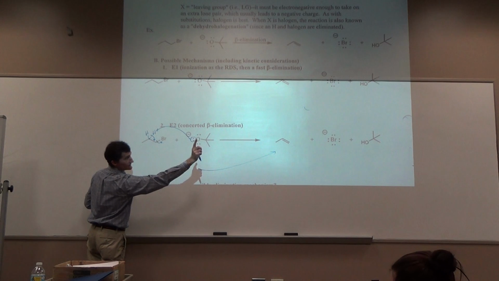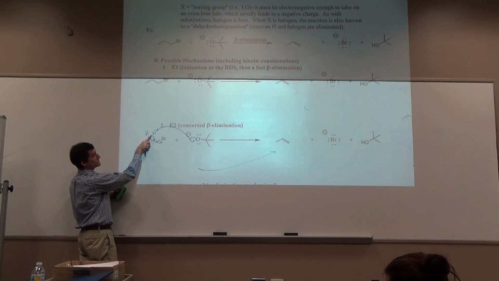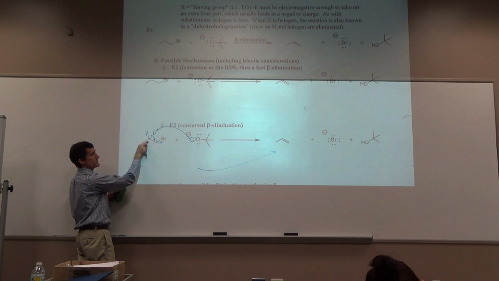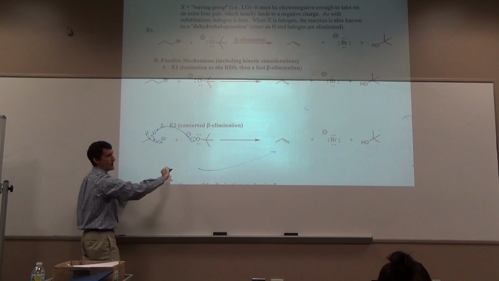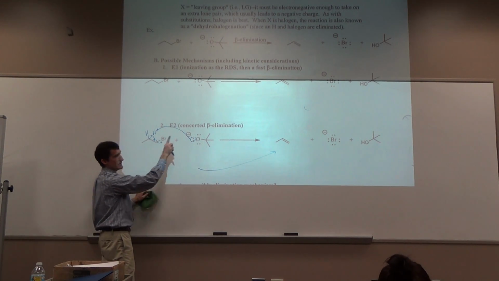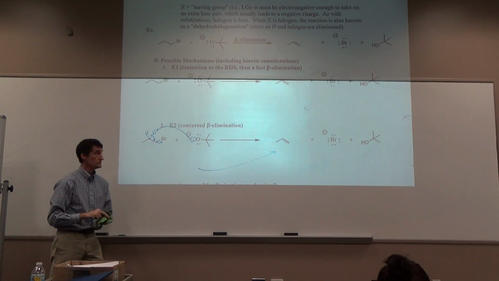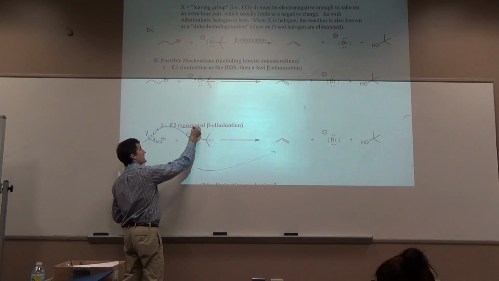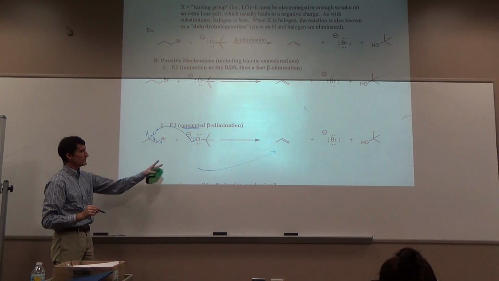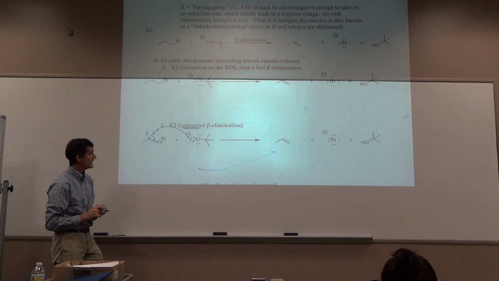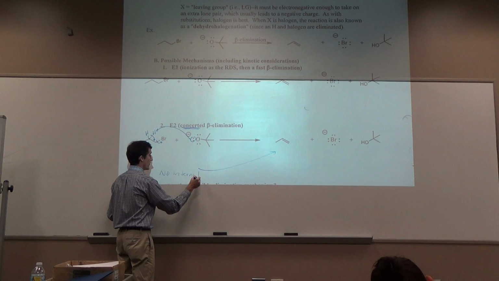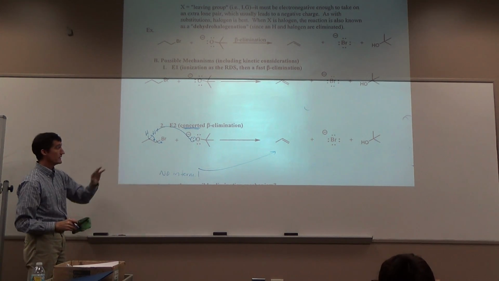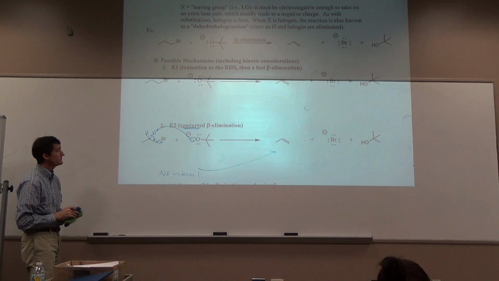Base taking the H, that's the thing on the end. Electrons that used to be bonded to the H move in, make the pi bond, there's that. And when they move in, they essentially kick off the Br, and it leaves taking the electrons with it, and then you get Br minus. Okay? It's all concerted. How many intermediates here? None. No intermediate, at least not in this model reaction.